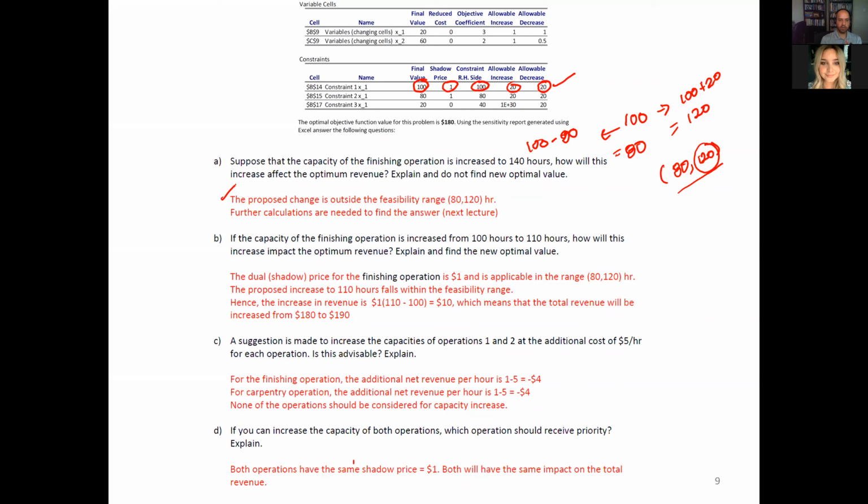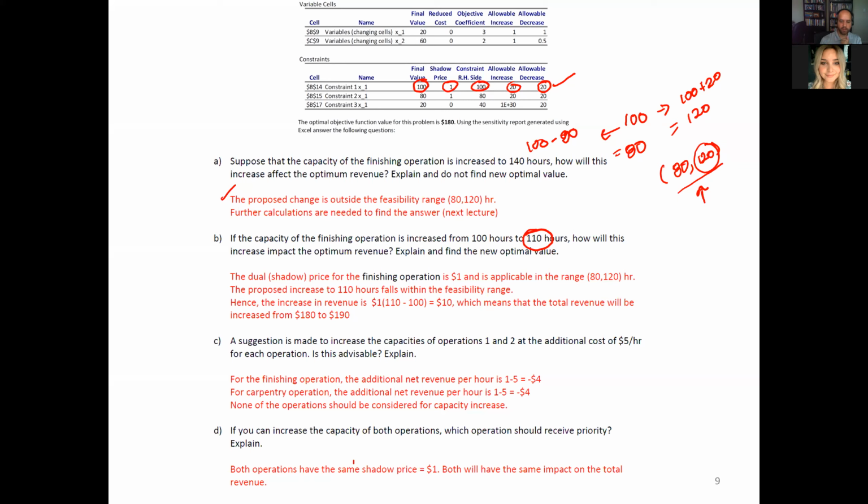If we look at the second part, if the capacity of the finishing operation is increased from 100 hours to 110 hours, how would this increase impact the optimal revenue? Explain and find the new optimal value. So now we're seeing that increase, which is 110 hours, is inside this feasibility range. So we can comment on that. How would this increase impact the optimal revenue?